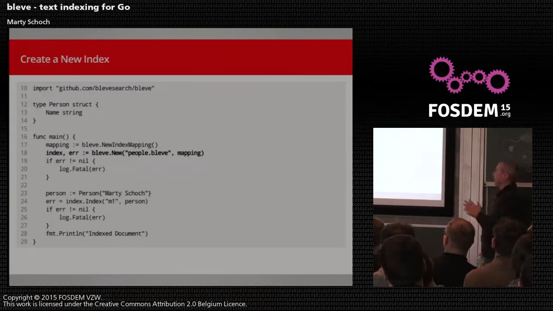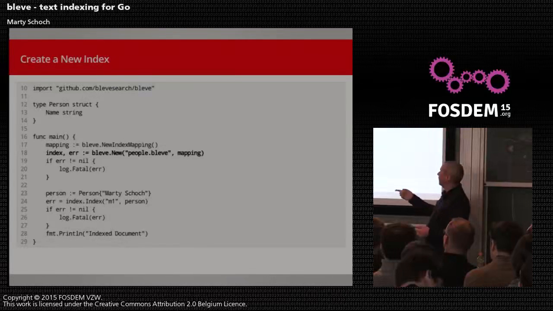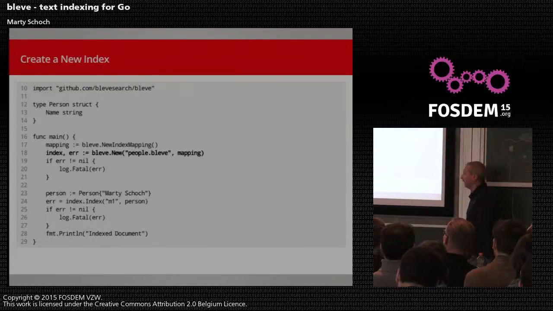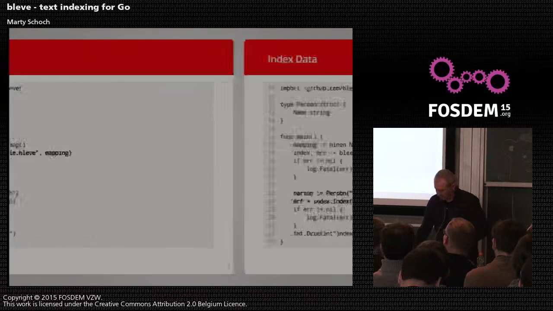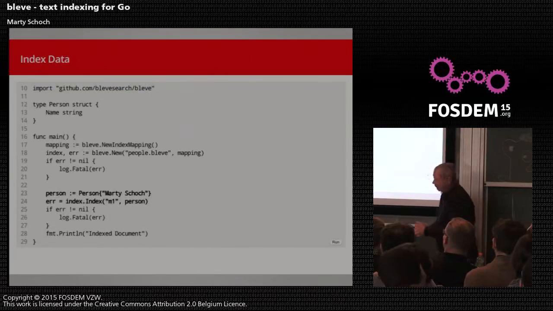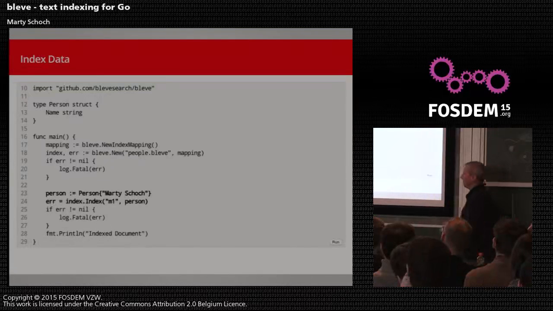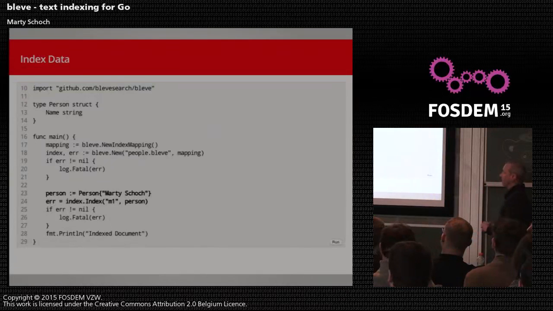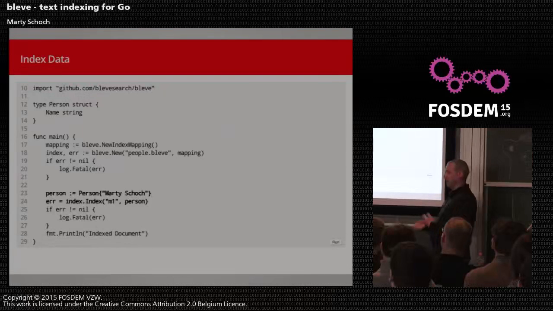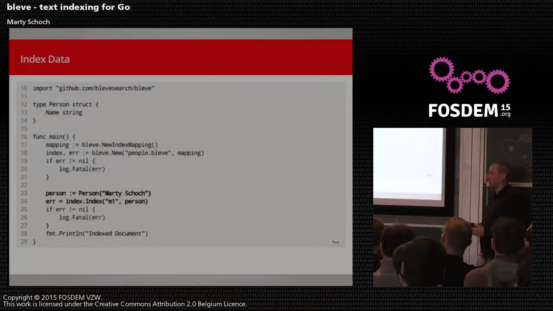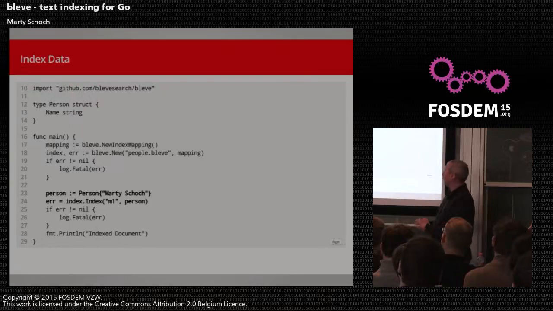And here on line 18, we open the index, or create a new index in this case. Now, when we create a new index, we provide the path and then a reference to the mapping that we just created. That's going to return either an index or an error. And once we've got the index open now, we're going to go ahead and create an instance of that person structure with my name, Marty Schock. And then on line 24, we actually invoke the index method. Now, the first parameter here is a string, which is just a unique identifier for the document you're putting in the index. And then the second argument is that instance we just created on line 23. And again, that's going to either succeed or return an error.